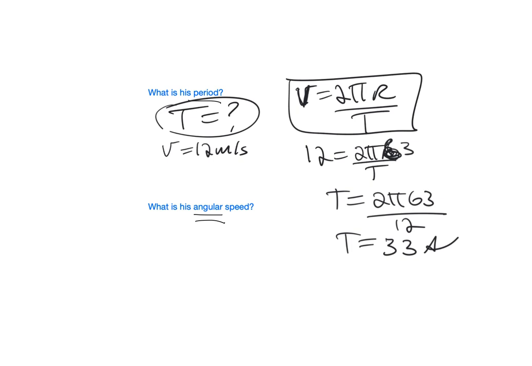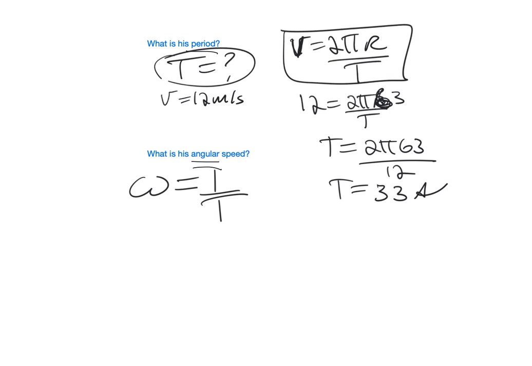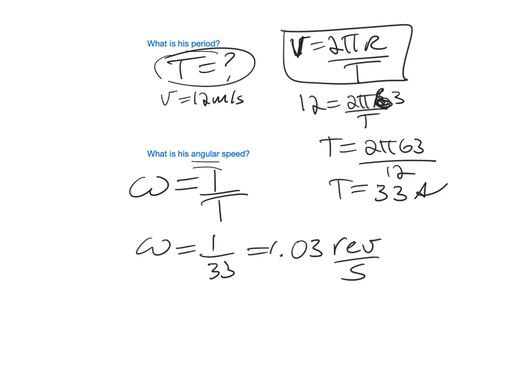And what is the angular speed? That's omega. And you recall that omega, angular speed, is inversely proportional to the period. So that's 1 over 33, which is 0.03 revs per second.